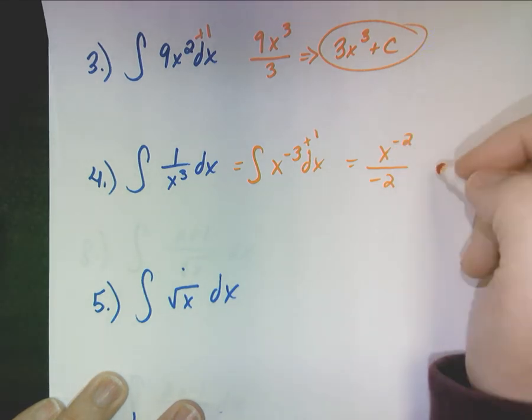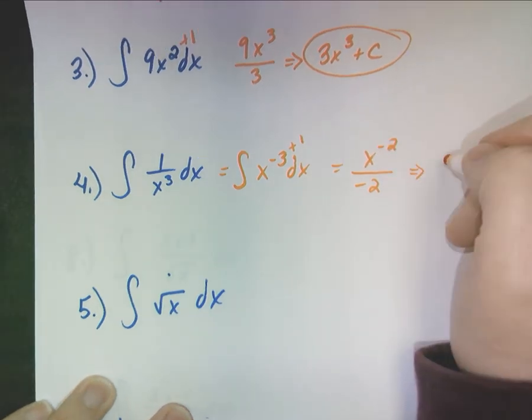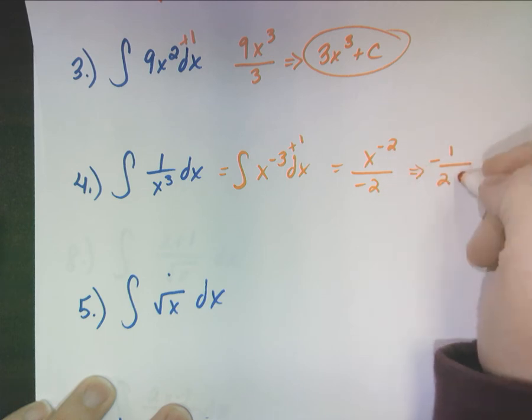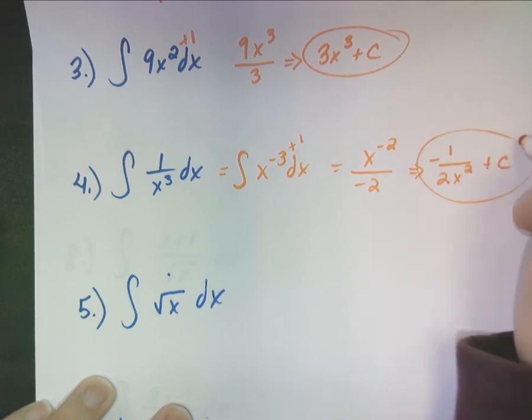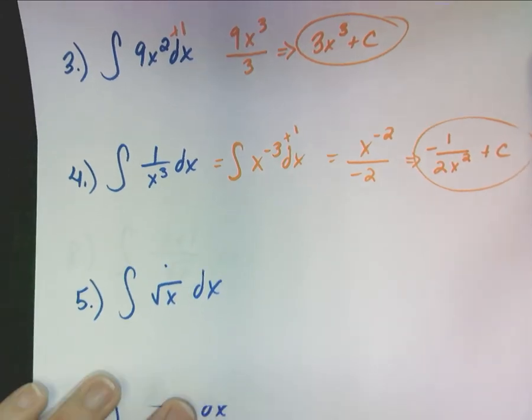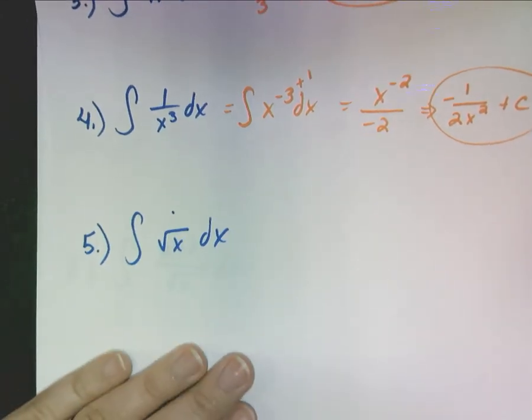I don't like negative exponents. So what would that be? You can keep the negative on the bottom if you want. I'm going to put it on top. Negative 1 over 2. And then this, bring it down, x squared. And then always, always, always plus c. Okay? I take off, by the way, if you don't write plus c on the quiz.